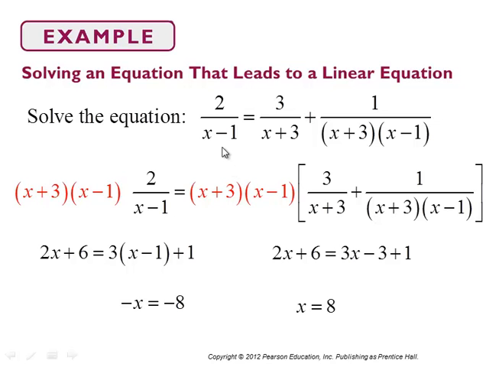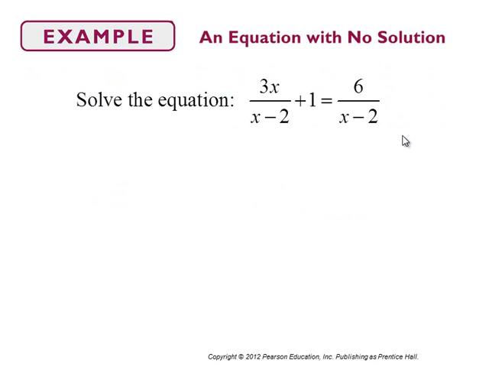Now, if you came up with 1 or negative 3 in your solution, then you would have to eliminate that as a possible solution, because you cannot divide by 0 in the original equation. But in this case, there's no problem. You'd have 2 divided by 7 is equal to 3 over 11 plus 1 over the product of 11 and 7. Whatever that is. And hopefully that's a true statement.